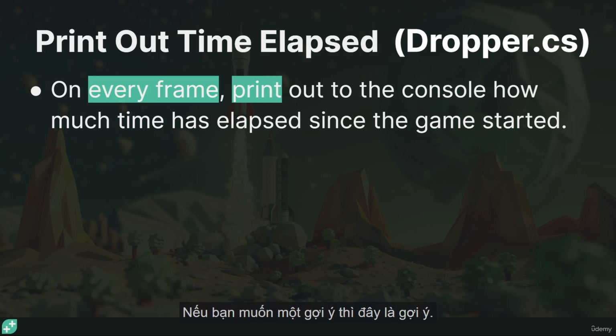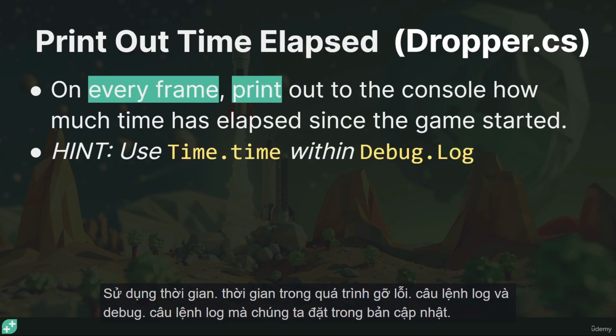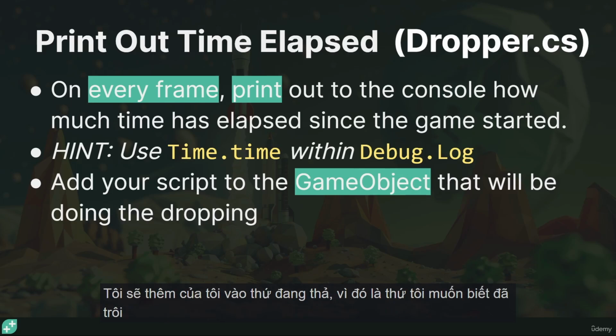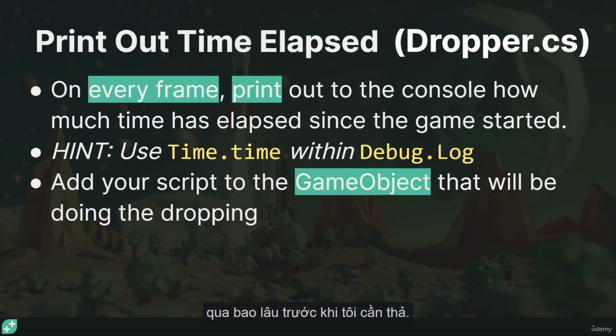If you'd like a hint, here is the hint. Use Time.time within a Debug.Log statement. And that Debug.Log statement we place in our Update. And then as with all of our scripts, we need to add it to a game object so that the game knows about it. I'll add mine to the thing that is doing the dropping because that's the thing that I want to know how much time has elapsed before I need to drop. So there's your challenge. Pause the video. I'll see you back here when you're done.